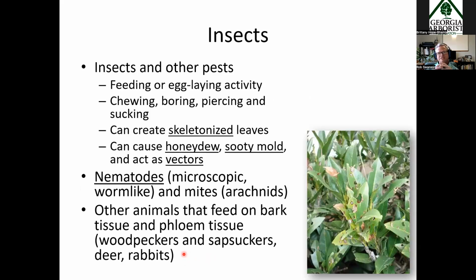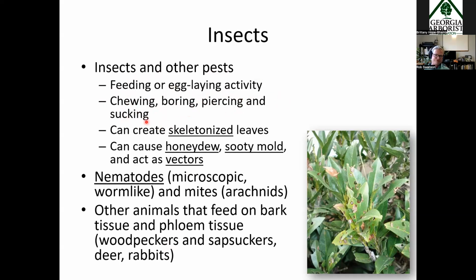Some insect damage and some other pests. So the leaves can be damaged by the feeding or egg laying activity. Chewing, boring, piercing, and sucking. These are all different mouth parts of an insect. So you have chewing mandibles, you might have boring mandibles, you might have piercing mouthparts. So think about a mosquito, it can pierce your skin and suck your blood. So that's kind of what aphids do.